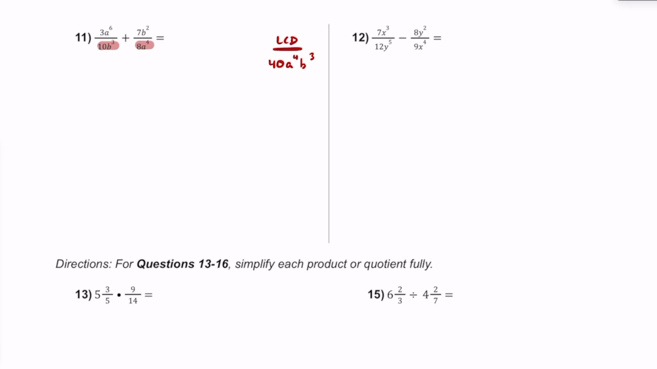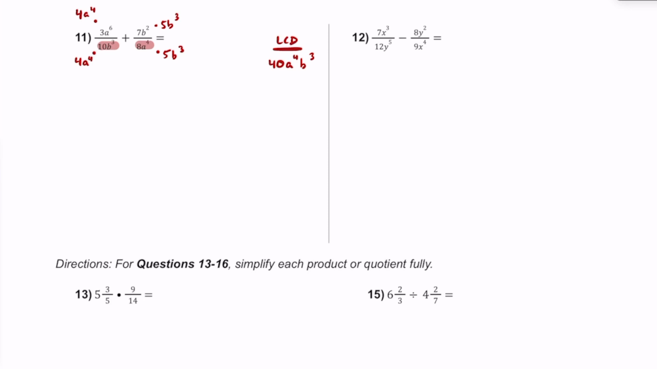Well, for this first one, we're going to have to multiply this by 4, 10 times 4 to get 40. It already has the 3 b's here, but doesn't have the 4 a's, so let's multiply by a to the 4th. And if you do that on bottom, let's also multiply it on top, a to the 4th power. For the other base here, to get to 40, 8's going to have to multiply by 5, and then it already has the a to the 4th power, so it needs the b to the 3rd power to get to that same denominator. Now if we do that on bottom, let's go ahead and multiply the top also by this 5b to the 3rd power.